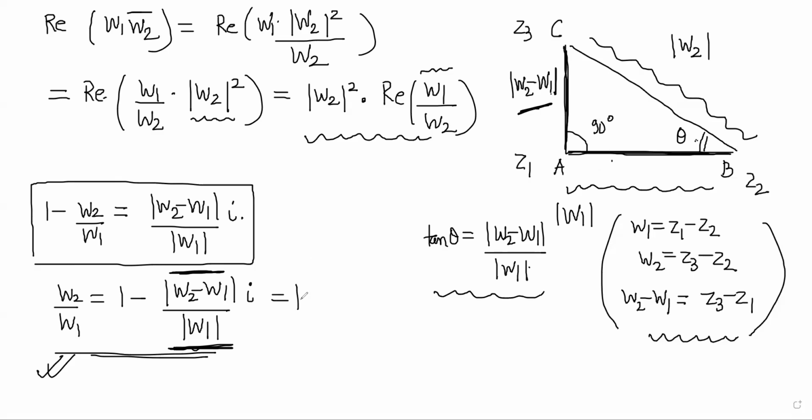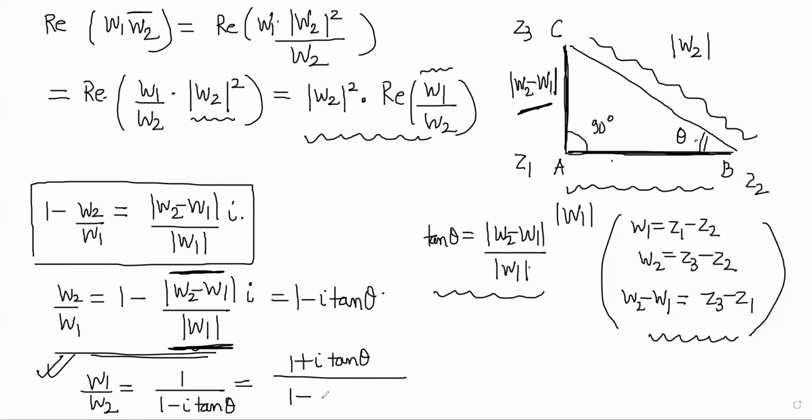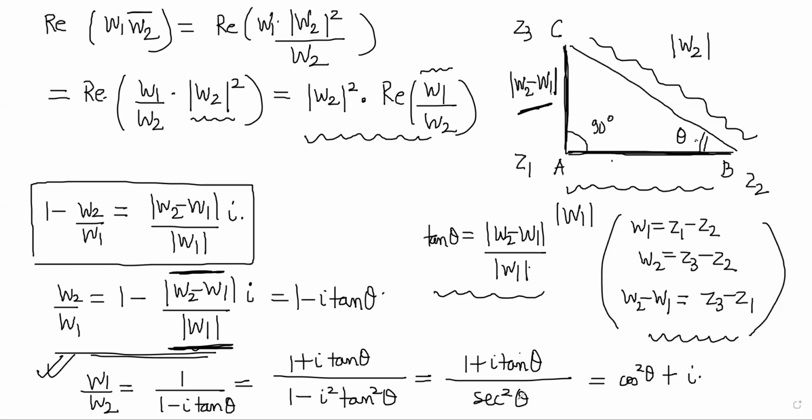So I can write this as 1 minus I tan theta, right? And I have to find the reciprocal W1 by W2, which will be 1 by 1 minus I tan theta. And let's simplify this complex number a little bit. You can multiply by the conjugate, you get 1 plus I tan theta divided by 1 minus I square tan square theta. So that will become what? 1 plus I tan theta divided by 1 plus tan square theta, because I square is minus 1. So that becomes sec square theta. So you have 1 by sec square theta or cos square theta plus I times tan theta by sec square theta. Tan theta by sec square theta is basically sine theta into cos theta.